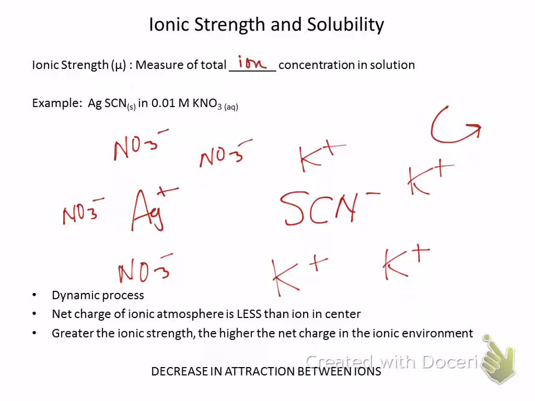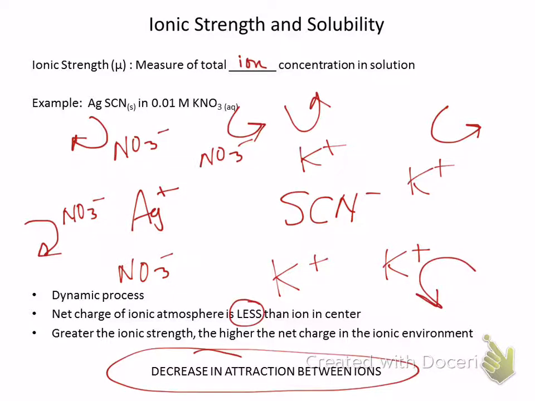And finally, we need to understand that the greater the ionic strength, the higher the net charge in the ionic environment. And so if the central ion has more charge to it, let's say we had zinc 2+ instead of silver 1+, we could have a stronger ionic environment around it. And if nitrate was a stronger ion, instead of a singly charged anion, maybe a doubly charged anion, it would bring with it a greater ionic strength.